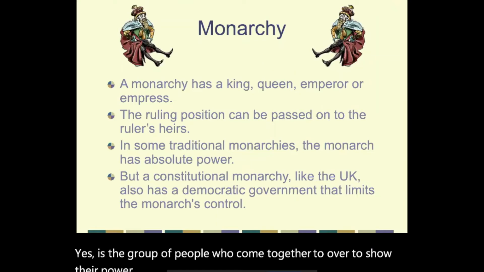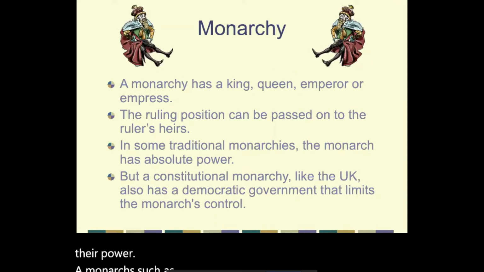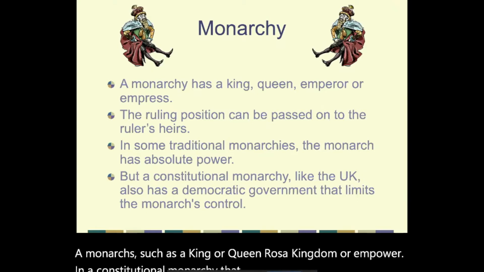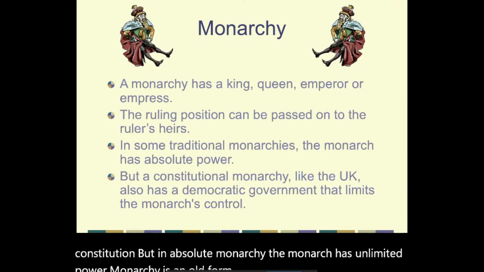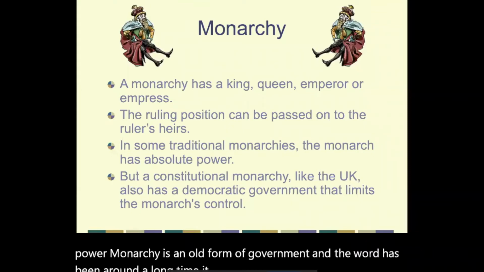A monarch, such as a king or queen, rules a kingdom or empire. In a constitutional monarchy, the monarch's power is limited by a constitution. But in an absolute monarchy, the monarch has unlimited power. Monarchy is an old form of government, and the word has been around a long time. It derives from the Greek word monarchia, from monarchos, known as monarch.